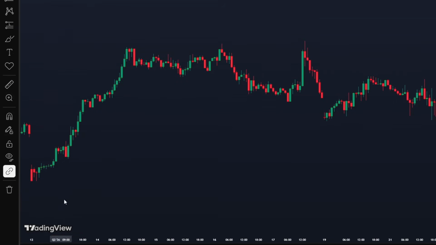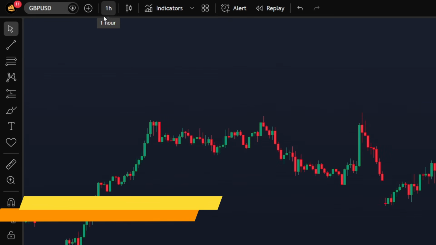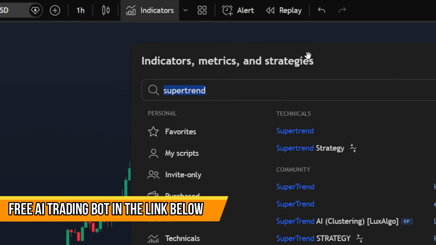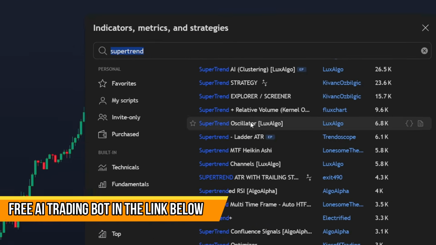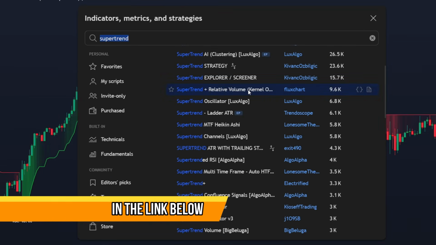On TradingView, I have opened btcusd on the 1-hour chart. Click Indicators, and search for Supertrend Plus Relative Volume Kernel Optimized. Add it to the chart.